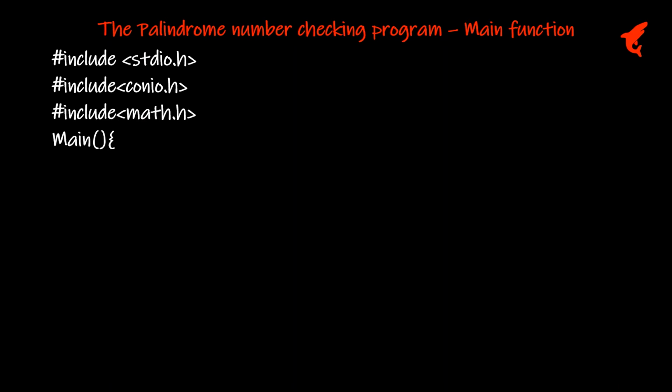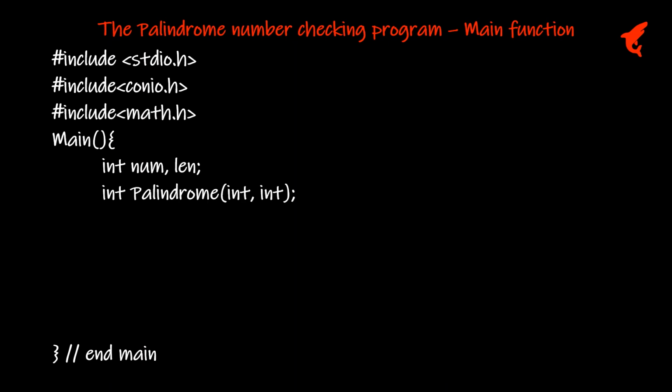Main bracket opened and bracket closed. A programmer always puts right curly bracket as in when she puts a left curly bracket. This way one can avoid many errors. We then declare a variable num to store a number value and len to store number of digits. We then declare a palindrome function with 2 integer parameters.